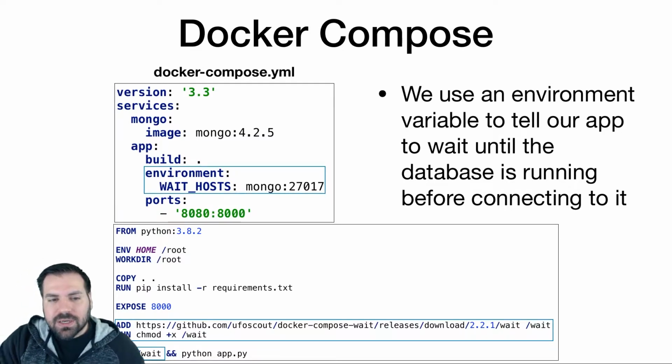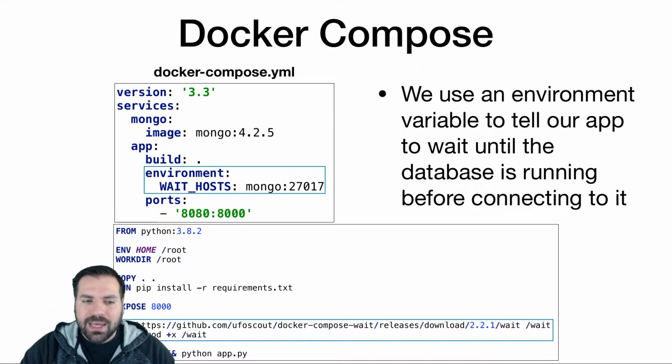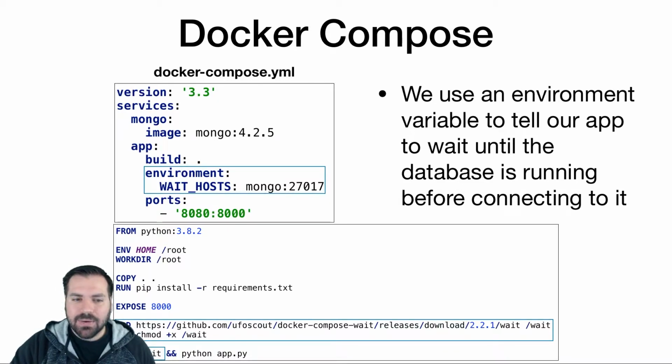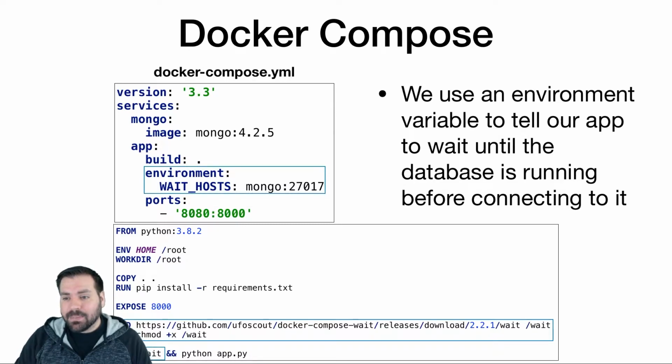What the wait program is going to do is read the wait host variable. And whatever is listed under wait host, it's going to make a TCP connection to that host. So it's going to make a TCP connection to Mongo, which is this container, on port 27017. It's going to start that three-way TCP handshake. If it fails, it's going to wait and then try again. If that fails, it's going to wait, then try again. It's going to keep trying until a connection is established.